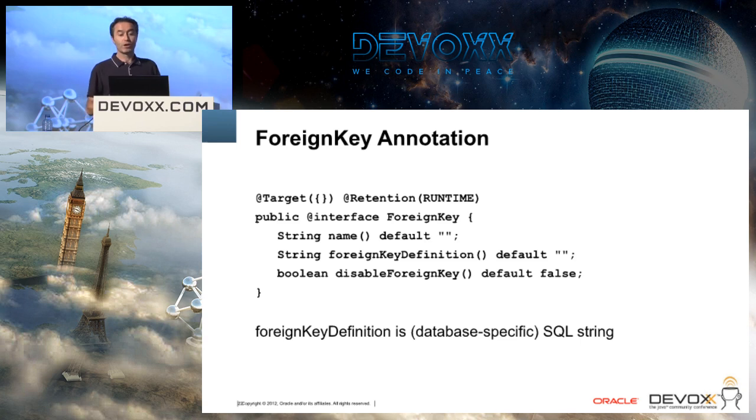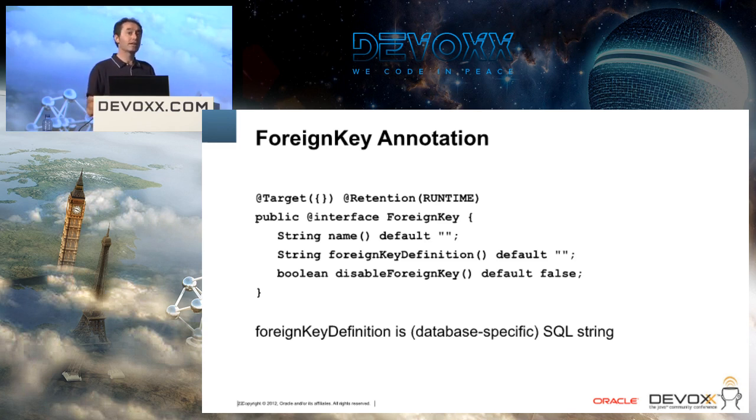And the note is use with caution because you're into database-specific DDL at that point. I'll show you an example here. Here's the annotation. There's not much to it. It has a name for the foreign key constraint we're going to generate. We have a string, which is going to be the actual definition we're going to pass to the database to generate the constraint. And we also have a flag to disable, and I'll show you how that works. But again, this is database specific.